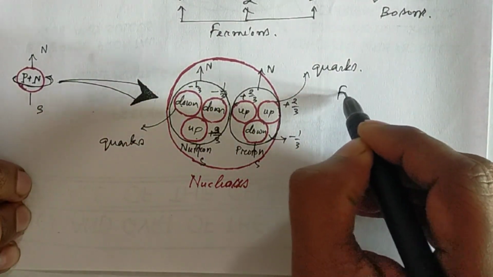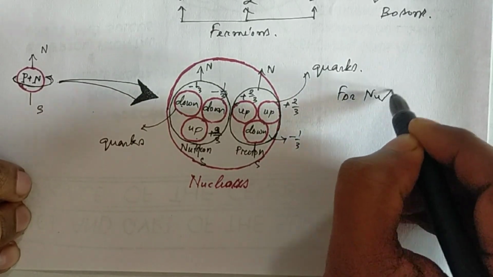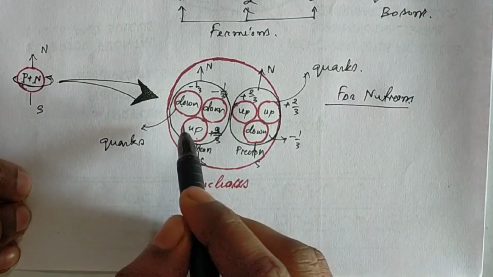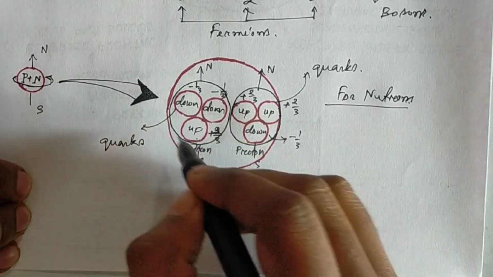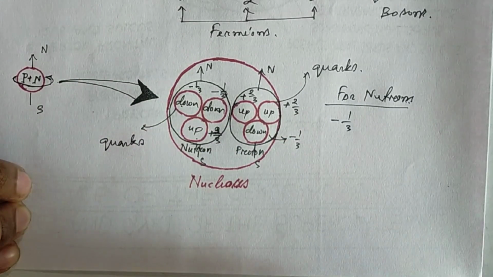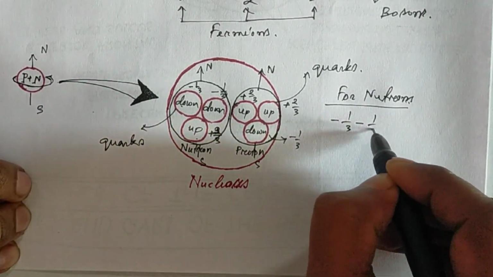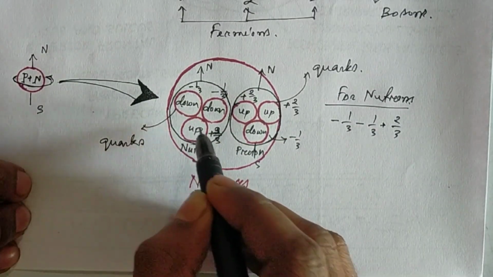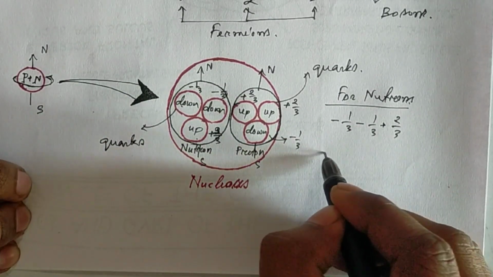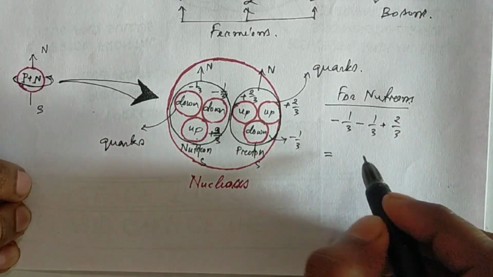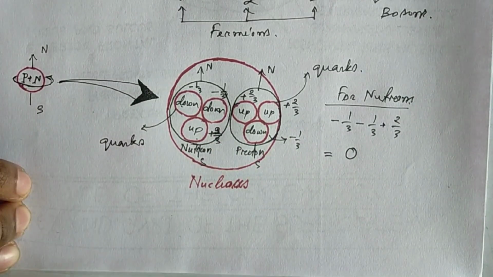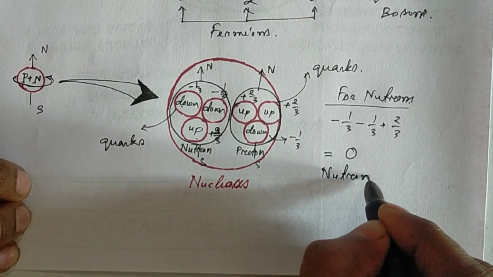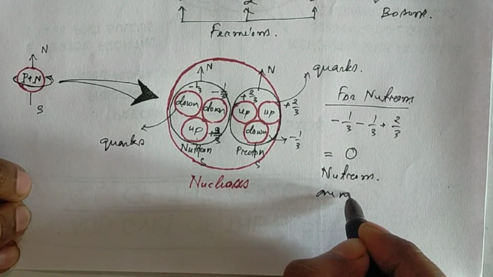Now if you sum up the charges of the quarks in the neutron and proton, for neutrons there are two down quarks, so we sum up -1/3, -1/3, and +2/3. There is only one up quark, which has charge 2/3. So if you sum up these three, the result will be 0. That's why neutrons are neutral.